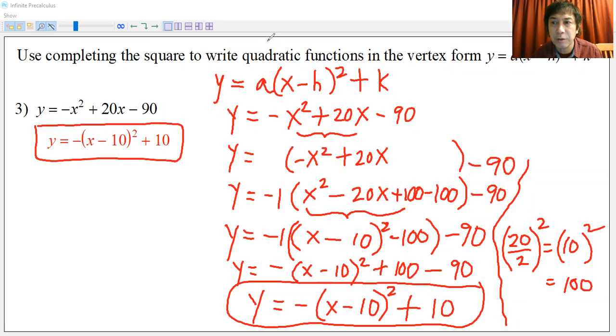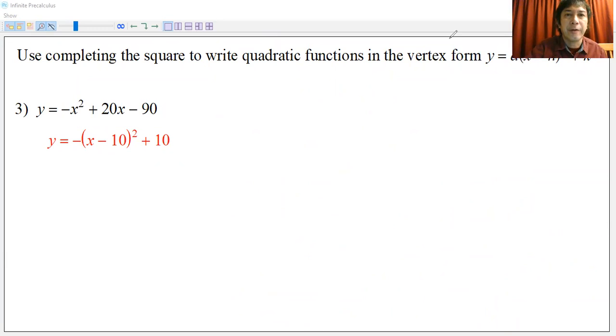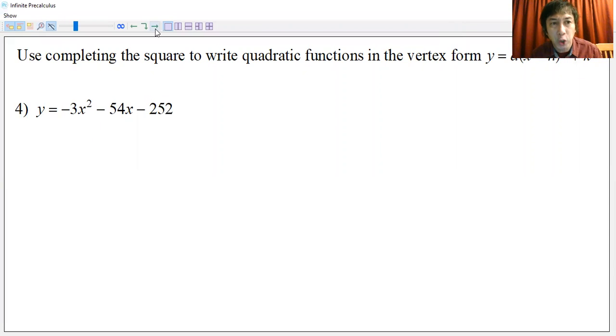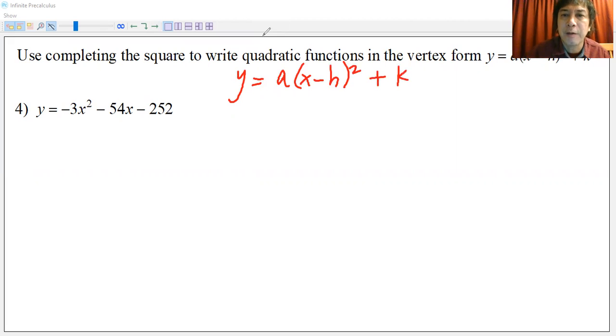All right, so we shall continue with number 4. Here is number 4. Use completing the square to write quadratic functions in the vertex form. Again, the vertex form of a quadratic function is written this way, like that. So you will be able to compare the answer when we already have it to that particular equation.